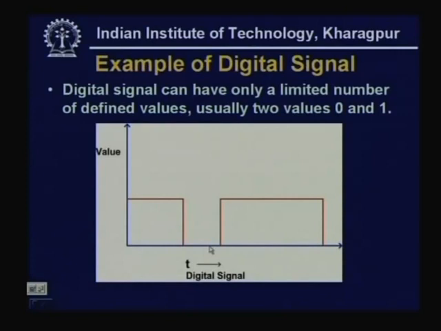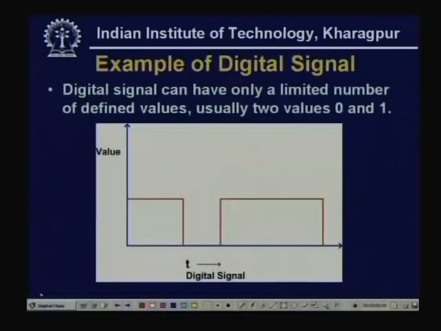Similarly, a digital signal can have only a limited number of defined values, usually two values, zeros and ones. For example, say this is 0 volt, and here it is plus 5 volt. 0 volt can be considered as logic level 0 and plus 5 volt can be considered as logic level 1. So, here as you can see, the signal has two distinct values. Let it be 1 1 0 1 1 1 and 1. So, in terms of ones and zeros, the digital data is converted. So, in digital data we have only two different values.